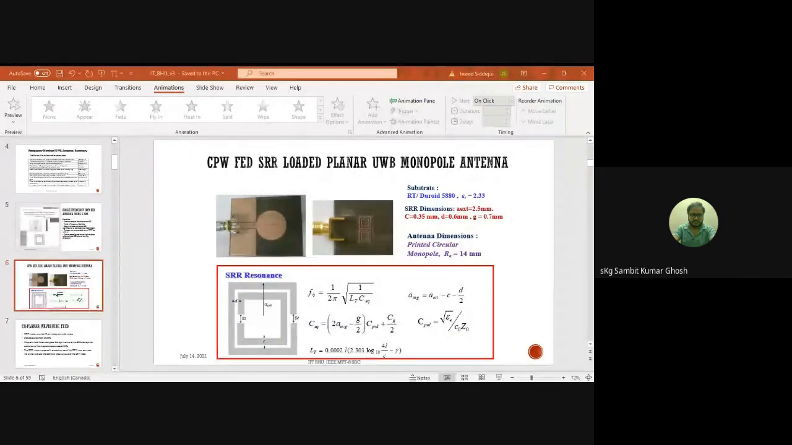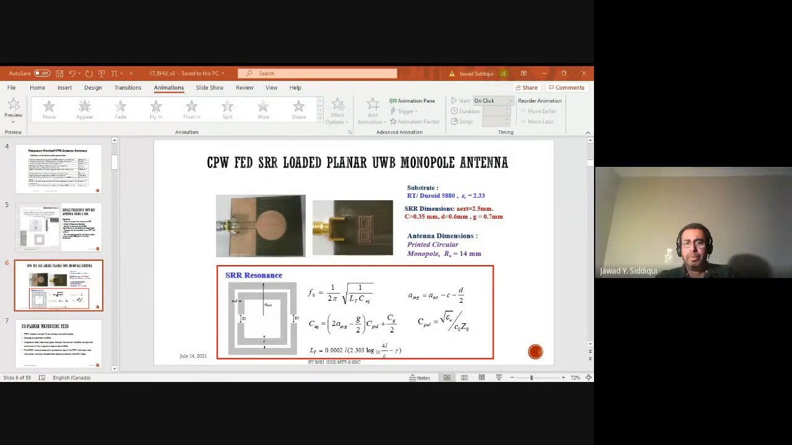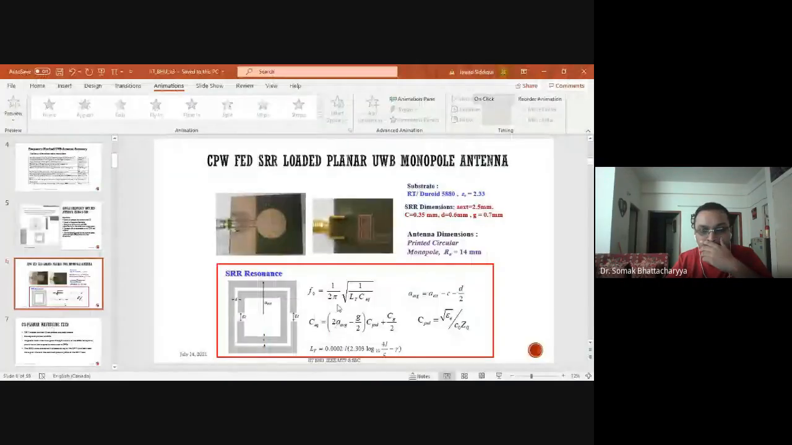Sir, I have one thing in my mind. Suppose instead of SRR, you go with complementary SRR, what will happen? Yeah, complementary SRR can yield results, but how will you place it? Suppose in the back plane, you just etch it out and make a slot by using CSRR, what will happen?